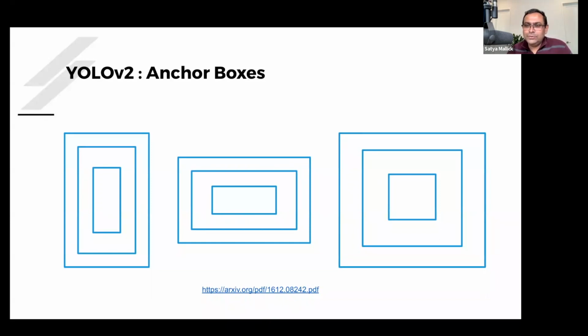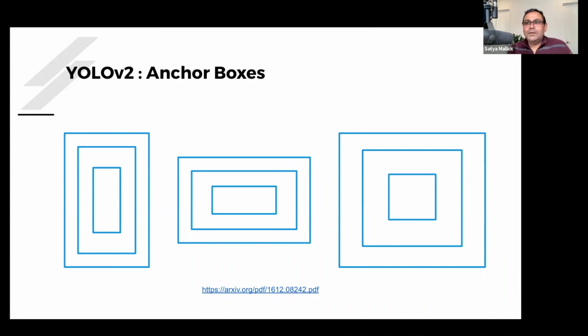But in YOLO V2, they came up with this concept of anchor boxes. And this was not something original for them. This concept has been around for some time. A lot of object detectors use anchor boxes. What they say is, don't start with random initialization, start with some predefined anchor boxes. For example, there are 9 boxes that you see here, and I have just clubbed them into groups of 3 so that it's easier to see.